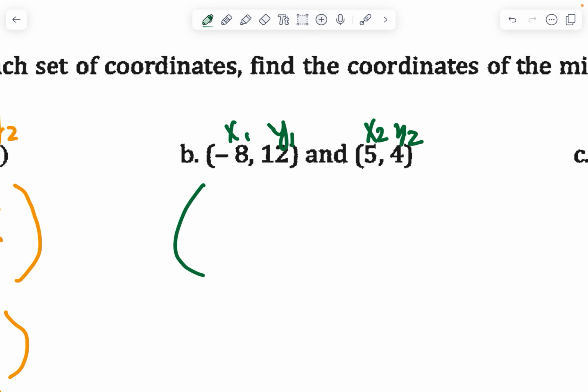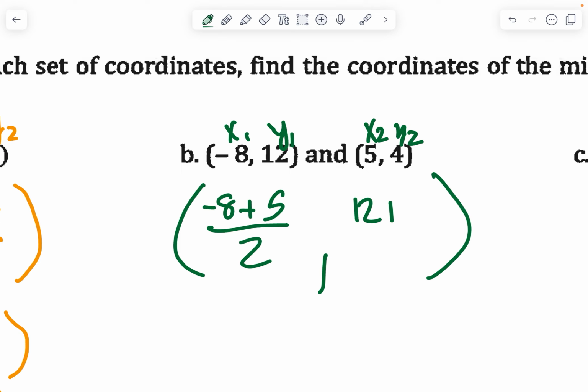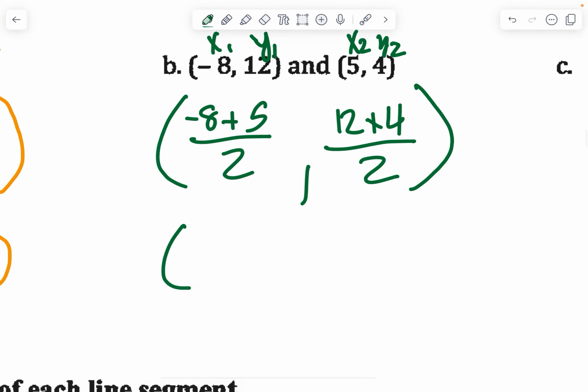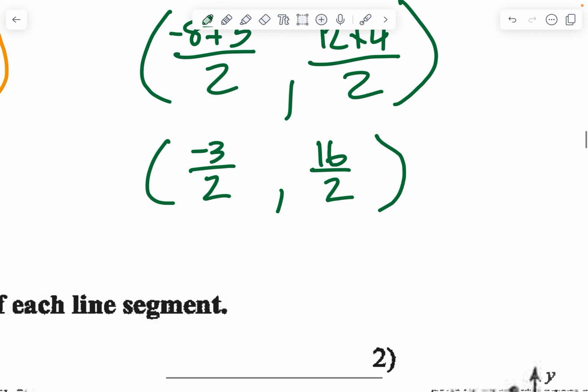So when we plug this into our formula, we are going to put the negative 8 plus the 5 and the 12 plus the 4, divide both those by 2. Now, as I simplify this one, keep bringing down my big point, I get negative 3 over 2, and we get 16 over 2. The 16 is an even number, so when I do 16 divided by 2, that gives me 8.